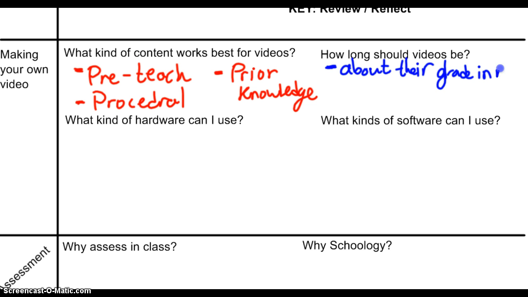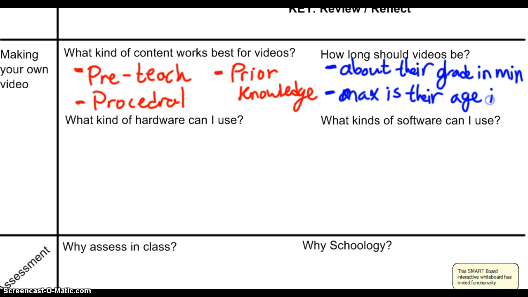However, if you need to go longer, that's fine, but try and keep it under their age in minutes. So again, a 10th grade student is around 15, 16, so you really don't want to go above that 15, 16 minutes for a 10th grader. So max is their age in minutes. Okay, and that's really important to avoid things like video fatigue and not being able to watch it. So then that brings us to how do you actually make the video?